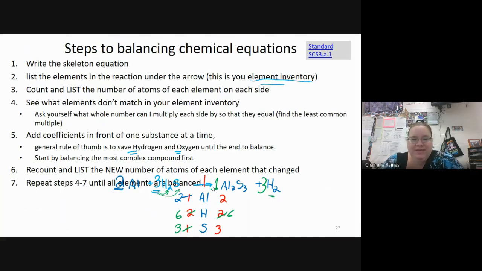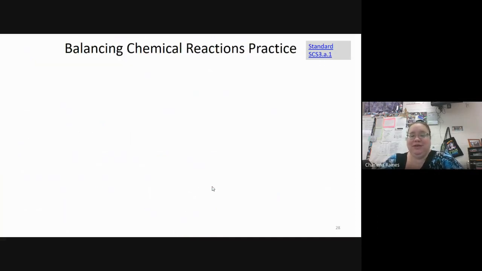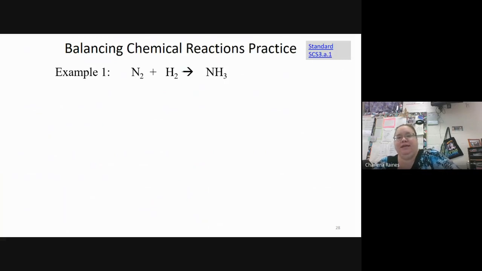Now, we rinse and repeat steps 4 through 7 multiple times. So let's look at a second example. I've got the synthesis of ammonia. Nitrogen and hydrogen come together to react to produce ammonia. I list my elements.